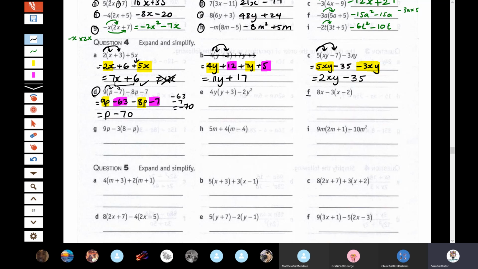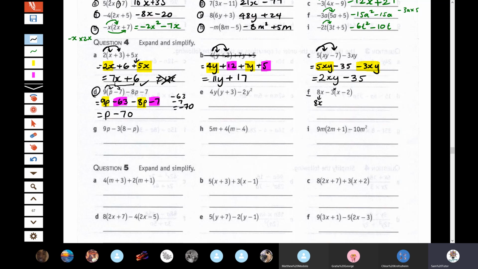8x take away 3 bracket x take away 2. Okay, what does your order of operations say? To do the subtraction first or to do the multiplication first? Multiplication. Right, so when you see a question like this, you actually ignore the 8x. That just comes straight down, just like this 35 came straight down. You don't do anything to it because you can't do 8x take away 3.